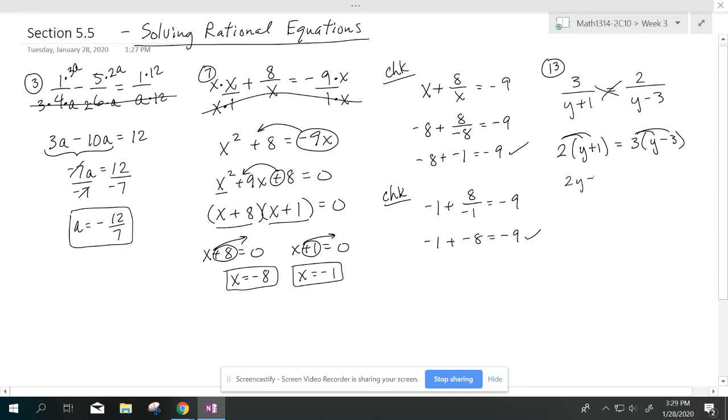Giving me 2y plus 2 and 3y minus 9. And yeah, you can skip straight to that step if you distribute on the fly. But now I'm going to have to get all my y's together on the same side. Who needs to move over? The 3y? Or the 2y? It's the 9.